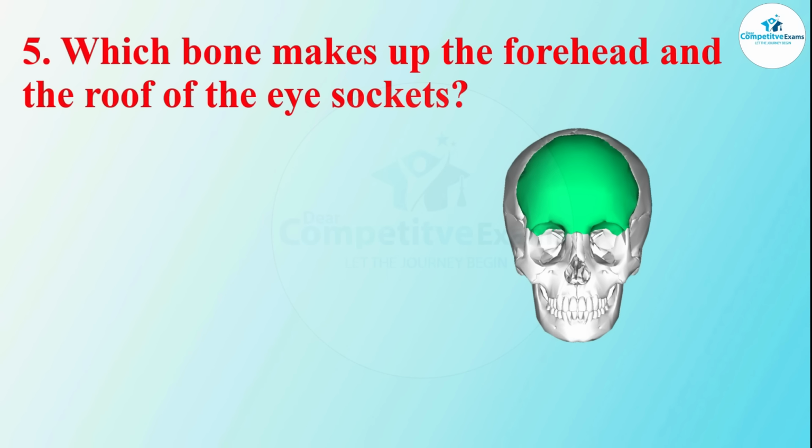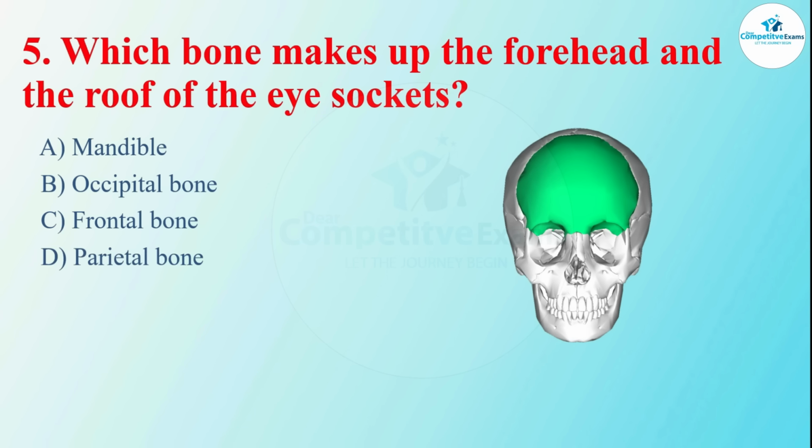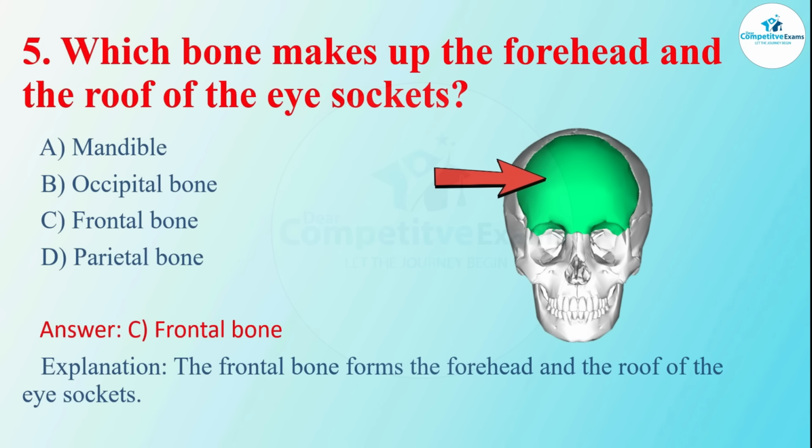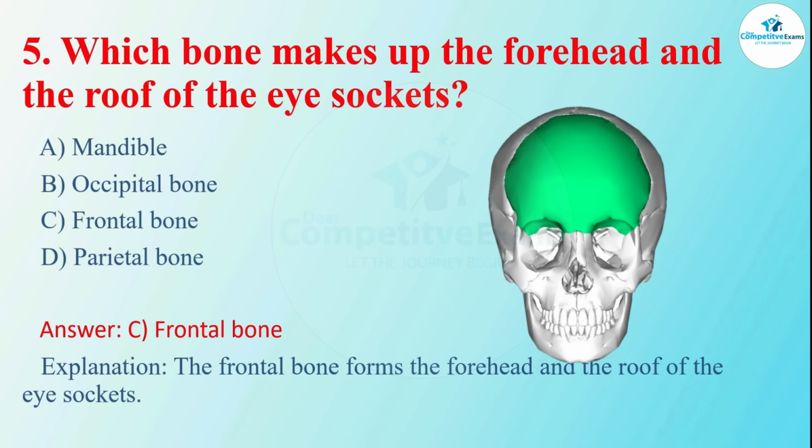Which bone makes up the forehead and the roof of the eye sockets? Your answers are mandible, occipital bone, frontal bone, and parietal bone. Answer is frontal bone. Friends, the frontal bone forms the forehead and the roof of the eye sockets. Let's move on to question number 6.